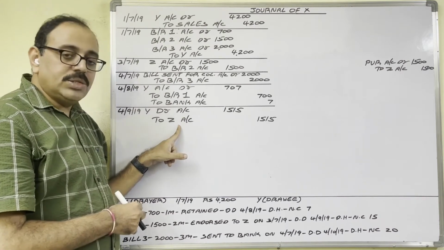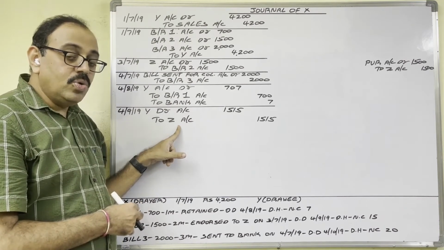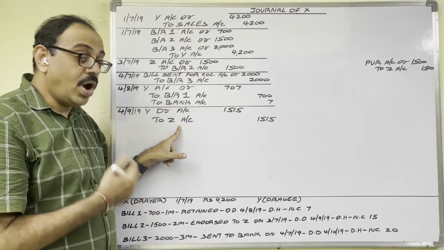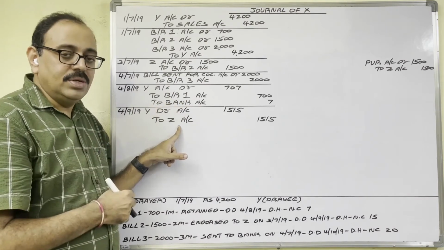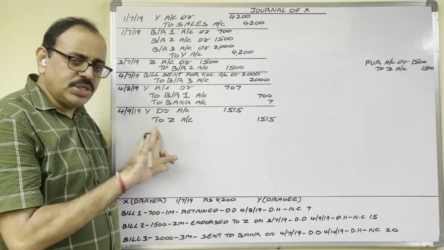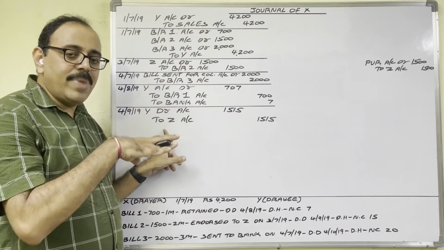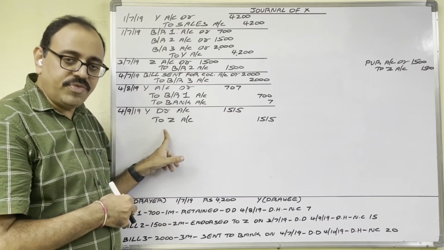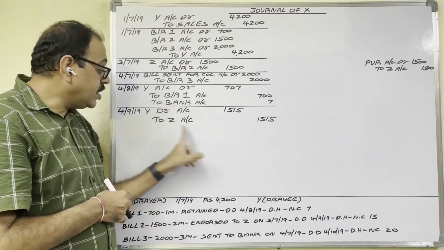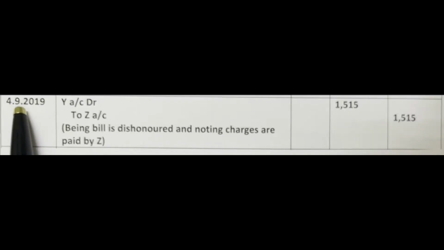But in case of this bill, it is endorsed, no? Who is paying noting charges here? Not X. Z paid. So from X, cash is not going. X bank balance is not decreasing with 15 rupees. That is why we are not creating bank here. 4th September 2019, Y account debit to Z account 1515 rupees. Being bill is dishonored and noting charges are paid by Z. Next, what happened?